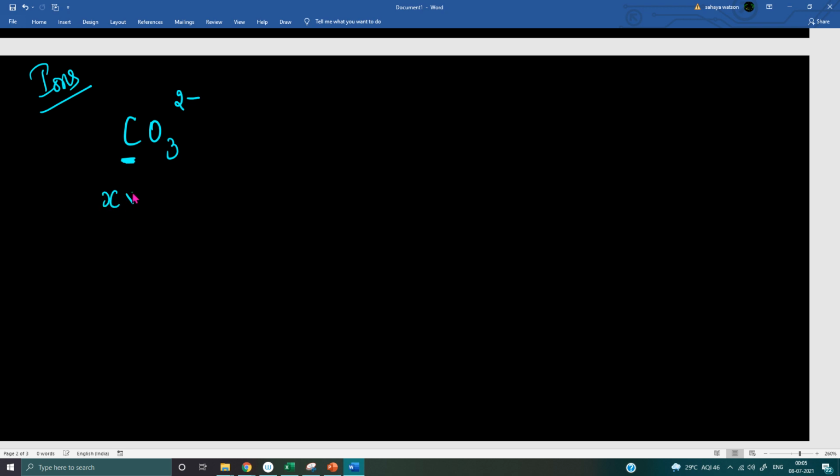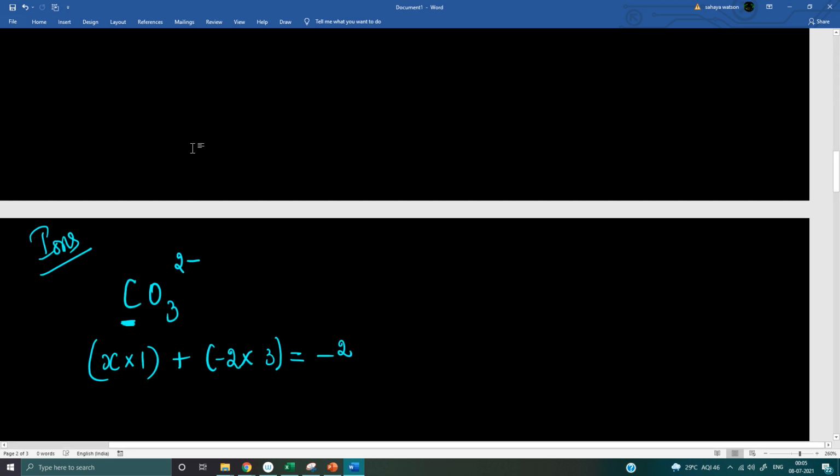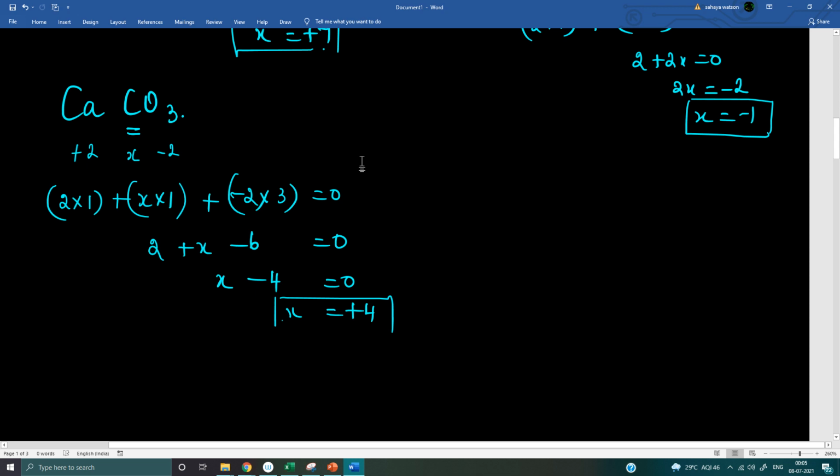Carbon we don't know, so X, and the number of carbon atoms is only 1, plus oxygen, which is -2, and the number of oxygen atoms is 3, and this equals the charge of the ion. That's the thing you have to keep in mind, whereas in molecules we equate it to 0. The reason is all molecules are neutral, and their charge is 0. That's why the algebraic sum of the oxidation states of all the atoms in a molecule is equated to 0, because the charge over the molecule is 0.